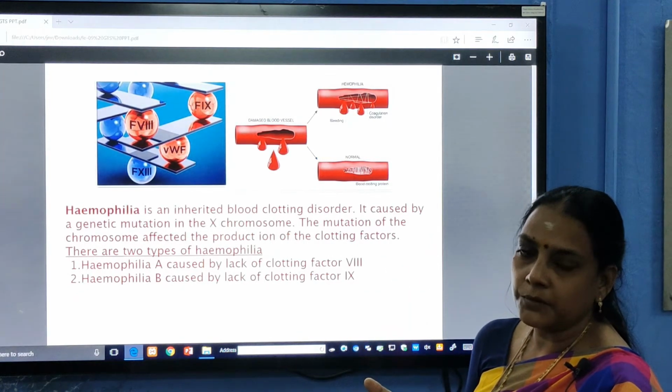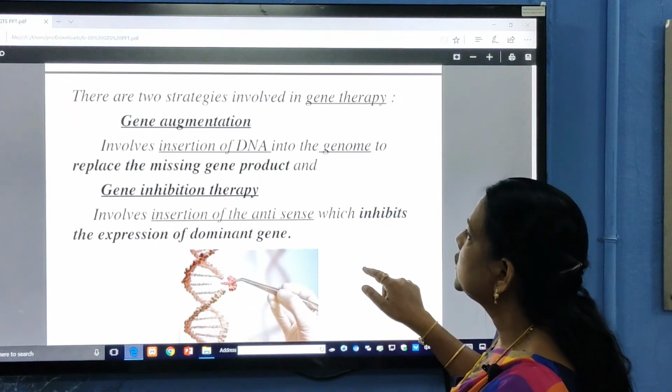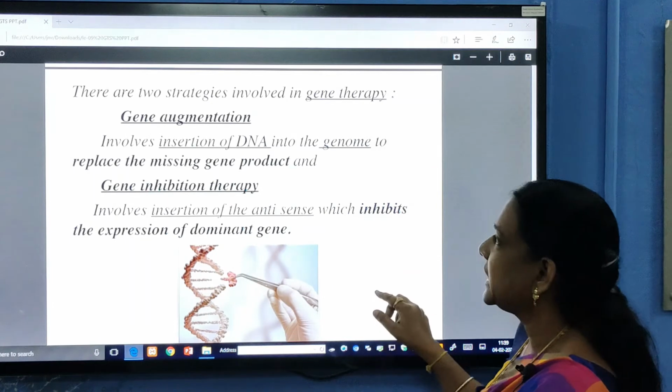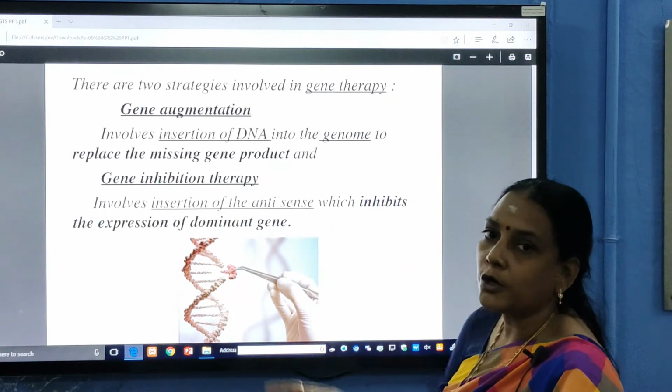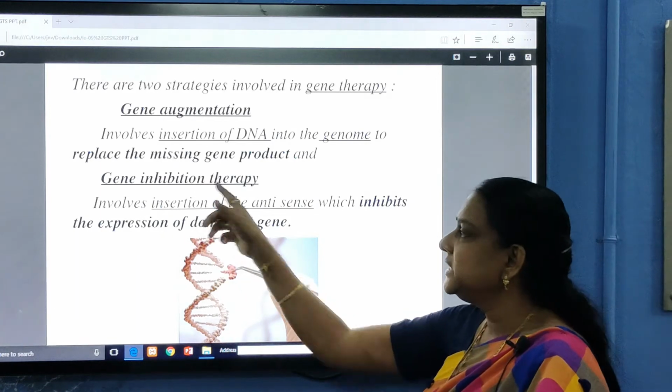That's what I'm coming to say. Okay, there are two strategies we have. Two strategies. One is gene augmentation. You have to multiply it. Another one is gene inhibition.